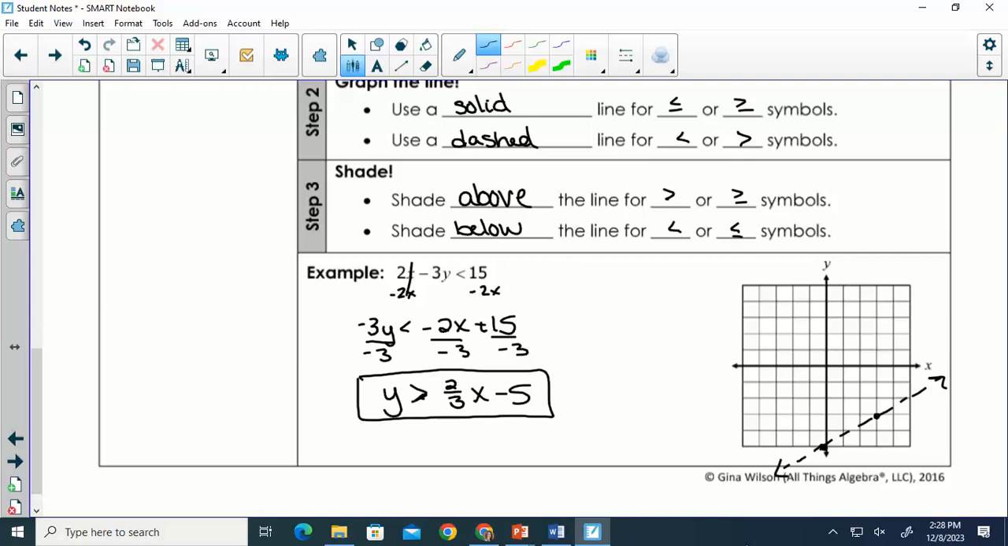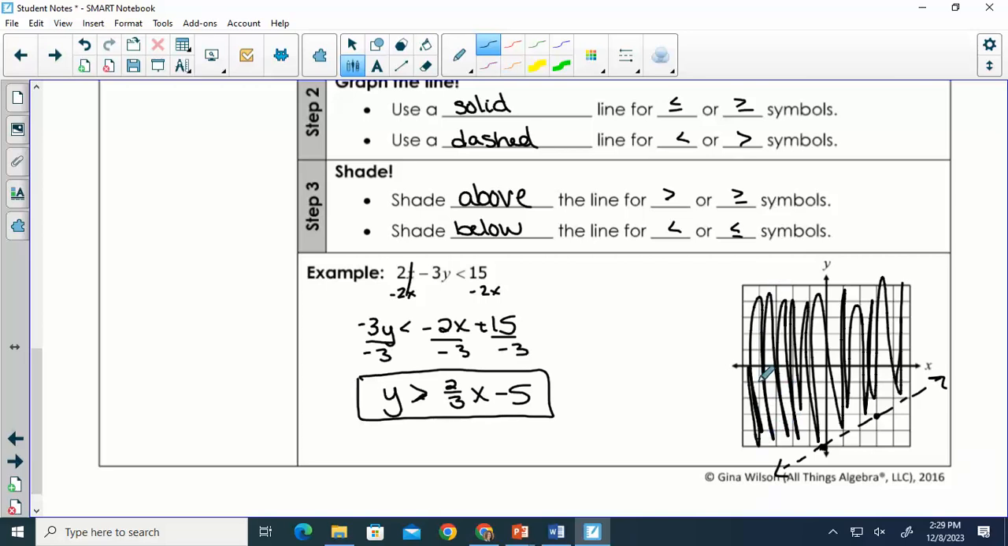Now we have to decide which ones to shade. So we want the y's to be greater than that. Greater than, is that above or below? Above. So we are going to shade in the area above this line. What that means is any ordered pair in that shaded area is a solution.